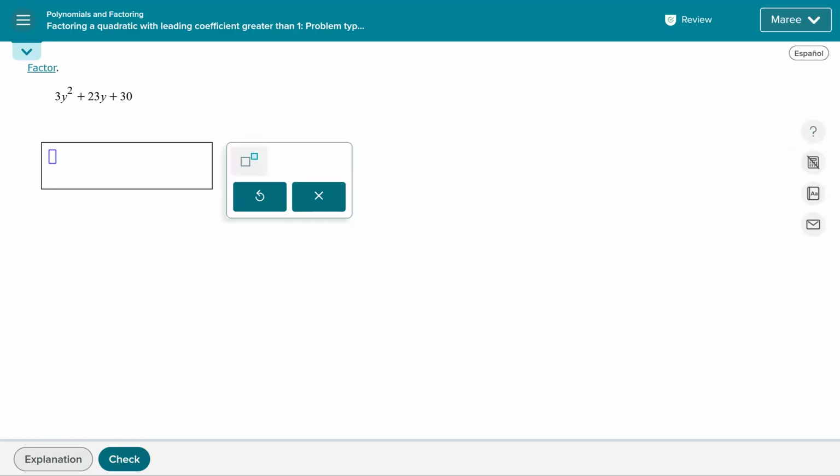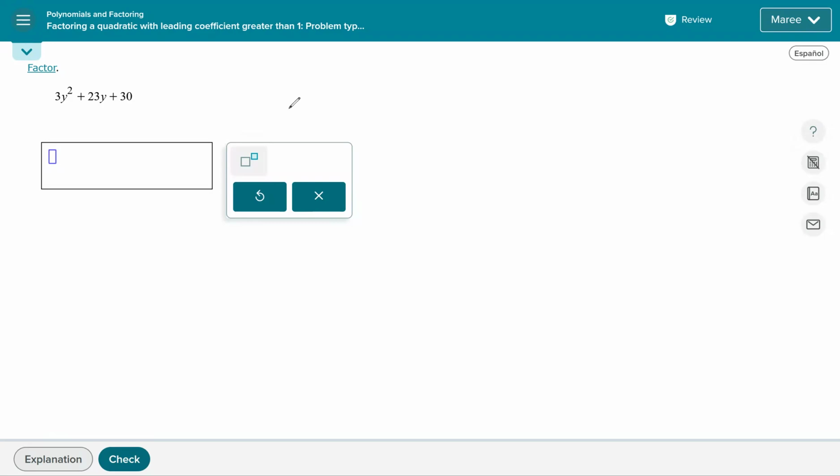This topic is called factoring a quadratic with leading coefficient greater than 1. Problem type 2. Anyway, so here's the deal. First you look to see, so our leading coefficient is 3. Does 3 go into 23 and 30? It does not go into 23.